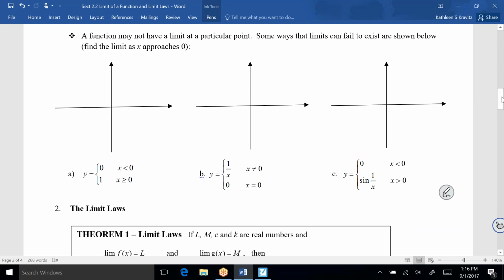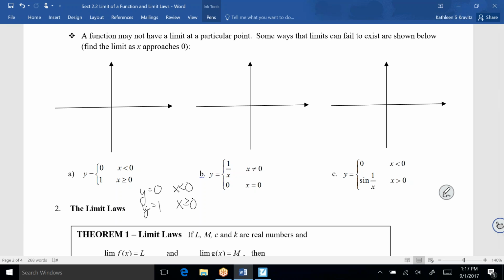So let's draw this first function right here. This is a piecewise defined function. And remember, it consists of two parts. So really we're looking at two separate functions here. We're first looking at y is equal to 0 whenever x is less than 0. So whenever x is a negative number, y is going to be 0. And y is equal to 1 whenever x is a positive number or 0. So it's kind of like graphing two separate functions onto one graph.